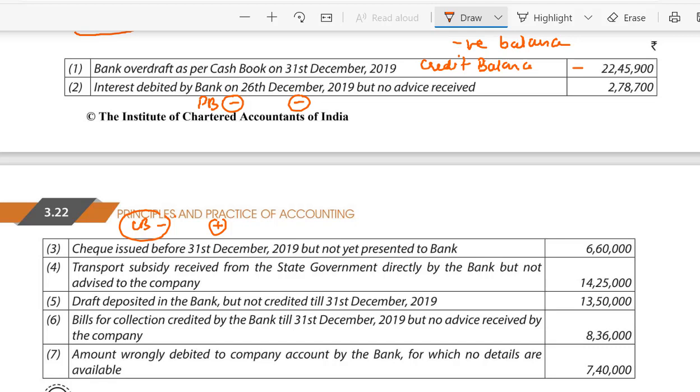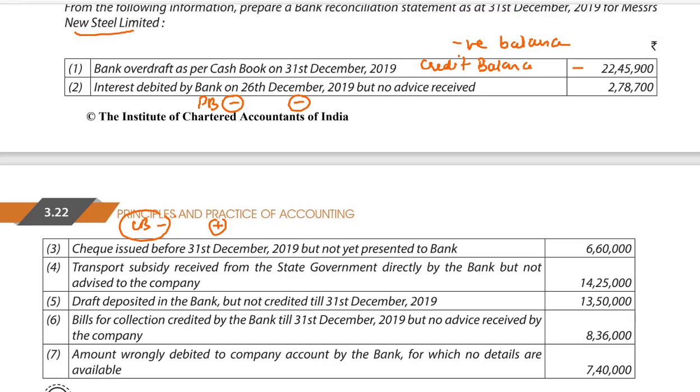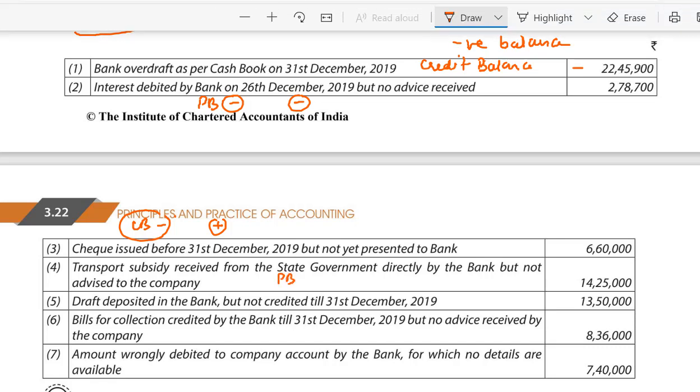Transport subsidy received directly in the bank. So in the passbook it is plus, so in the cash book also it needs to be added. Draft deposited in the bank but not credited, 13,50,000. A bank draft deposited in the bank, so in the cash book it is plus, in the bank book it is nothing. So what will we do? We will do minus in the cash book.